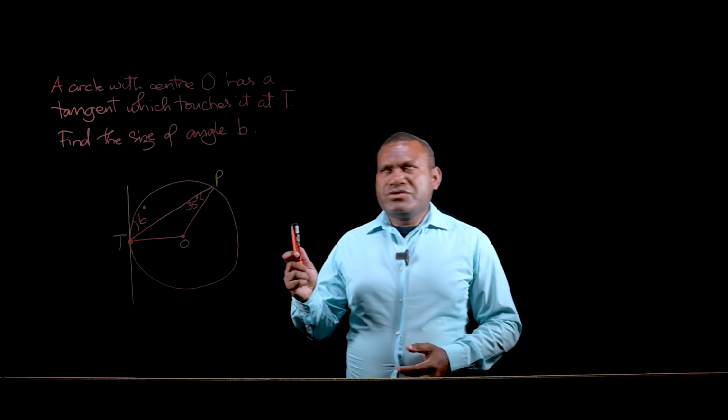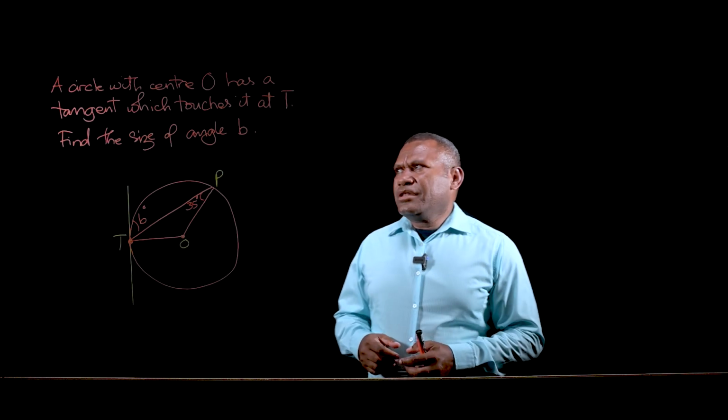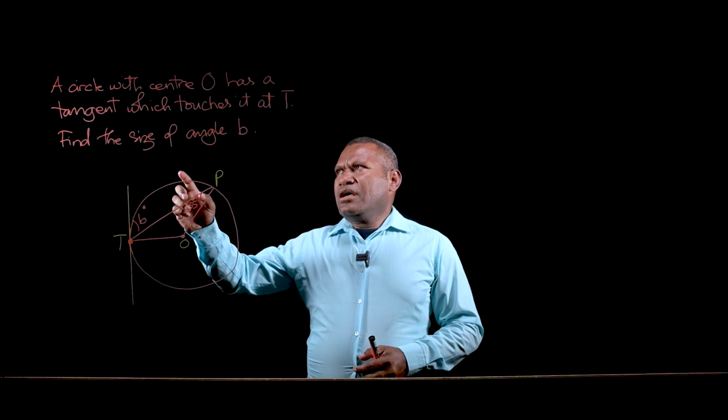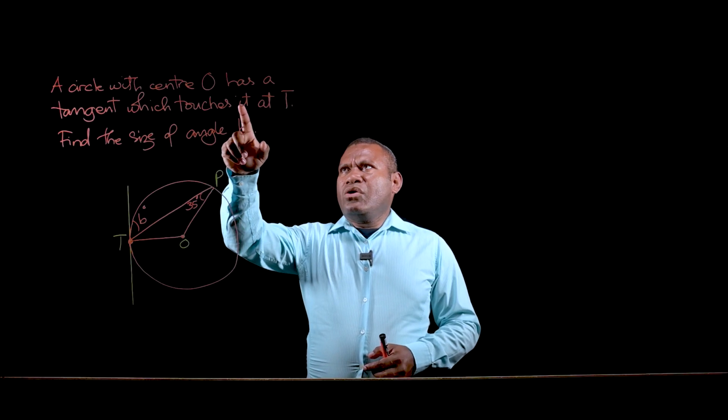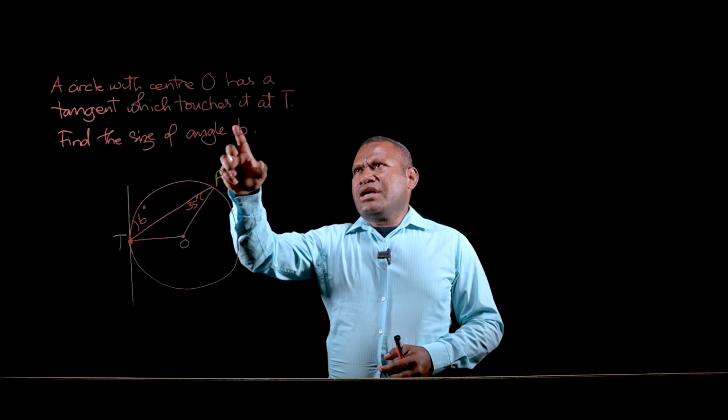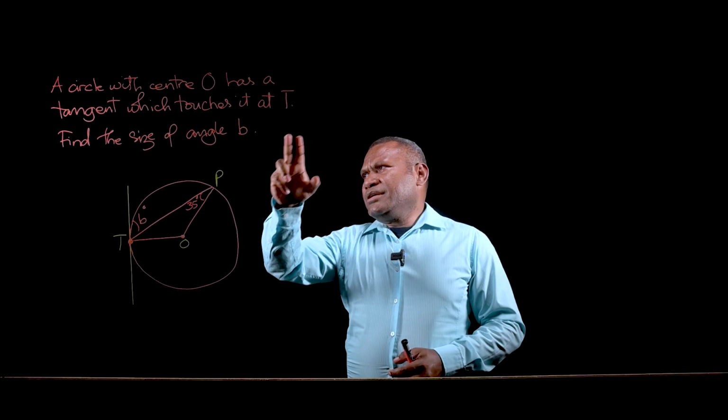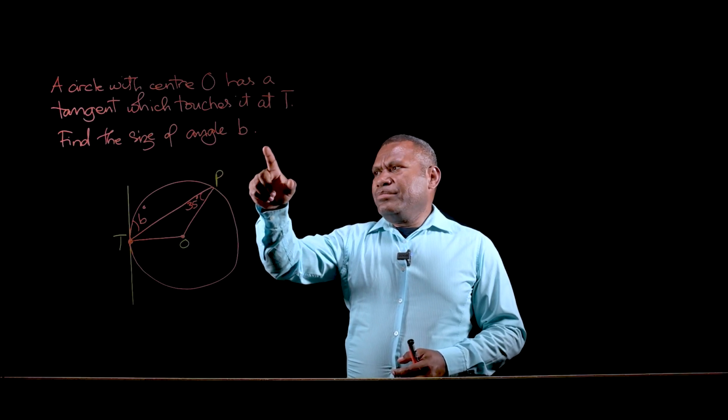Welcome back. We're now going to look at a short answer question on geometry. And here, as you can see, I've got a question that reads, a circle with center O has a tangent which touches it at T. Find the size of angle B.